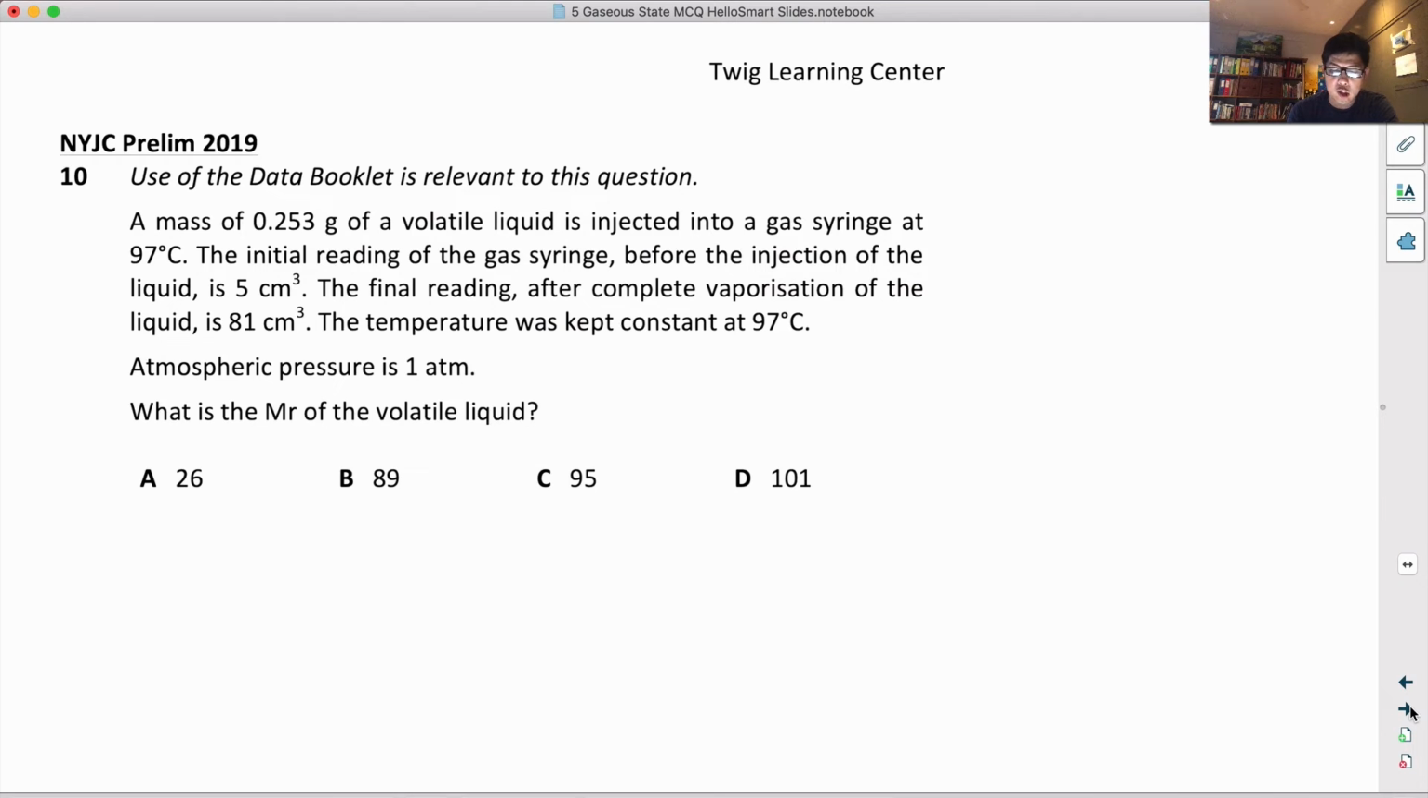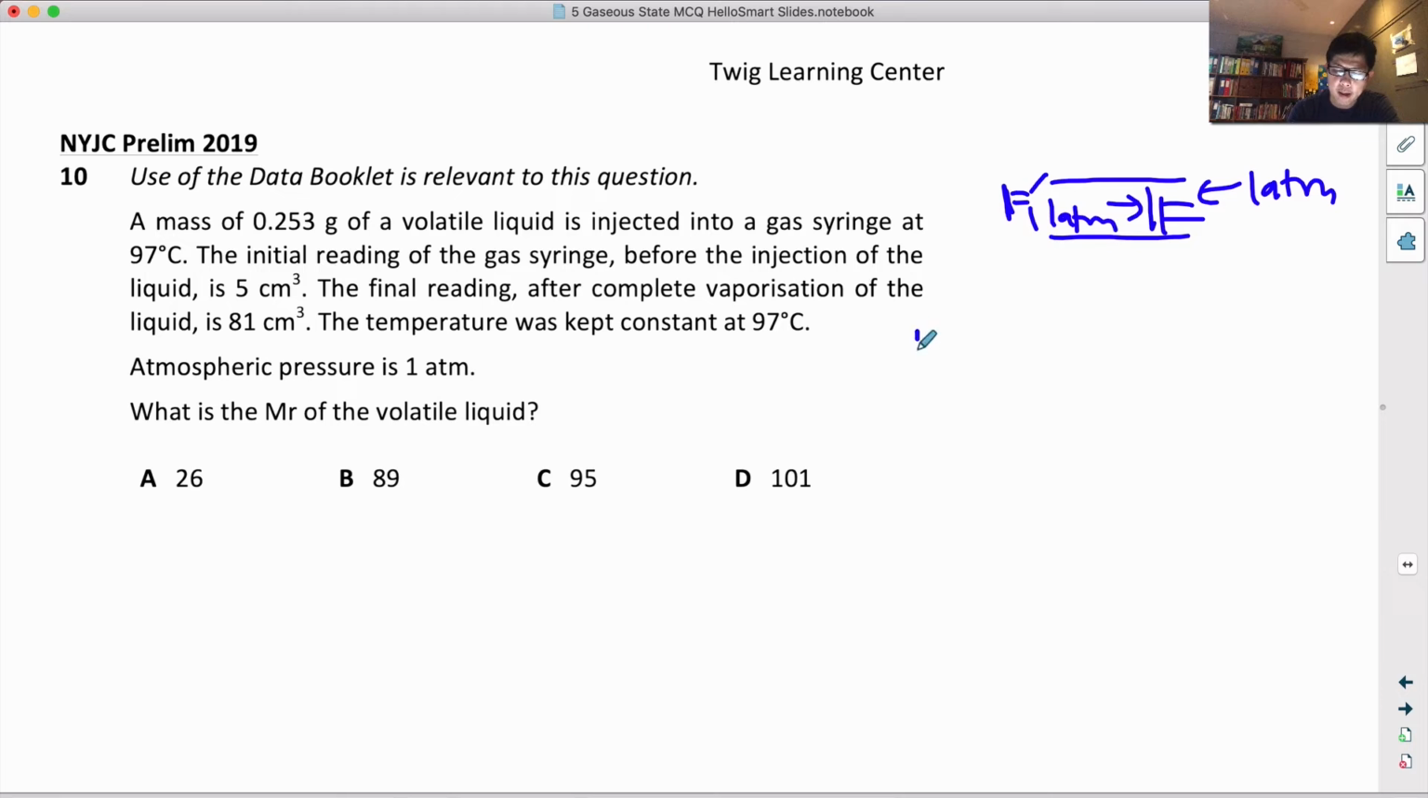The volatile liquid is injected into a gas syringe at 97 degrees. The initial reading was 5, and then the final reading was 81, and the pressure was kept constant at 97, and atmospheric pressure is 1 atm. So when the syringe stops moving, the outside pressure is 1 atm, but the inside pressure must also be 1 atm. So imagine the syringe stops moving, outside pressure is 1 atm, inside pressure must also be 1 atm.